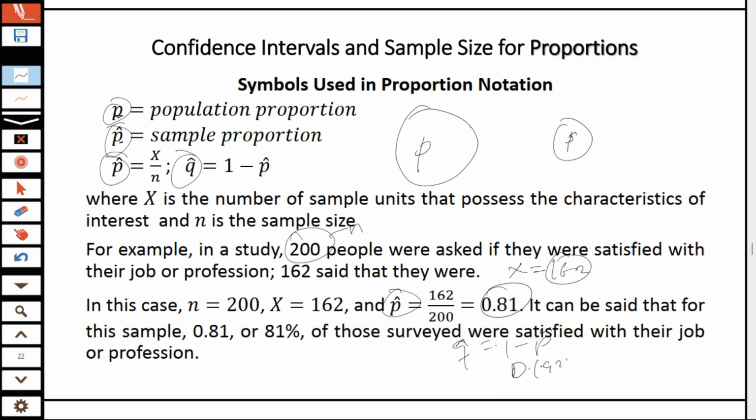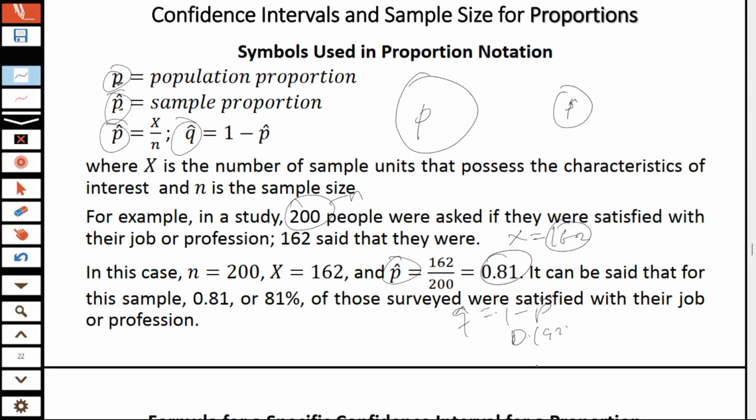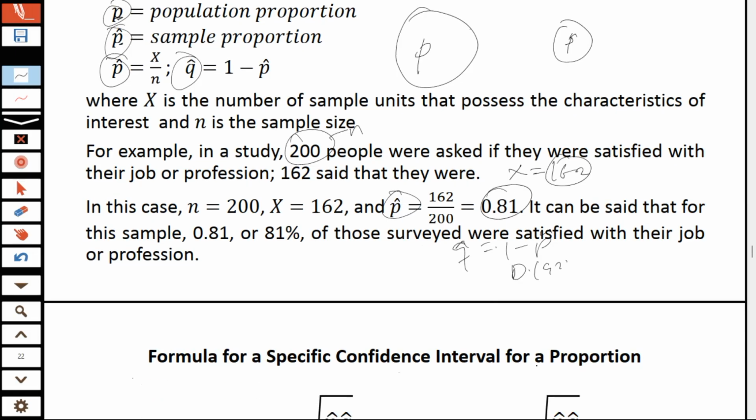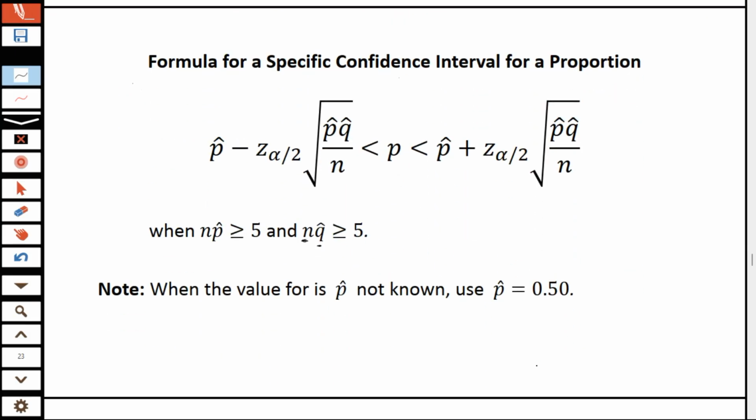So right now we have our p and our q. Once we have p hat, q hat, and our n, we can construct our confidence interval. So this is the formula for constructing the confidence interval.